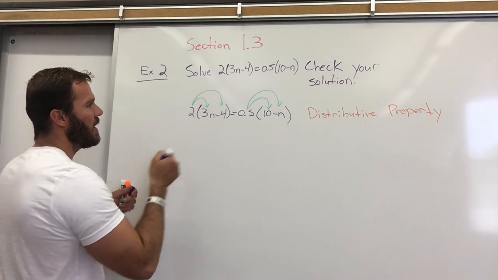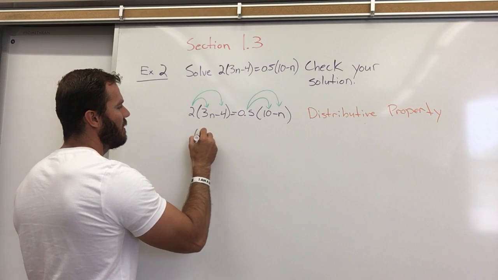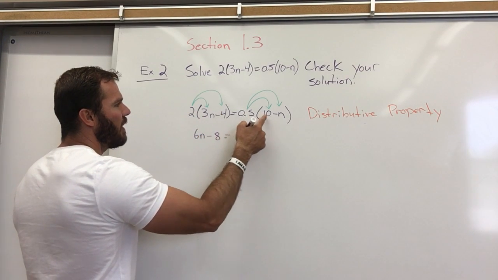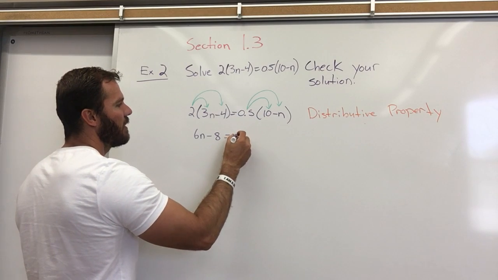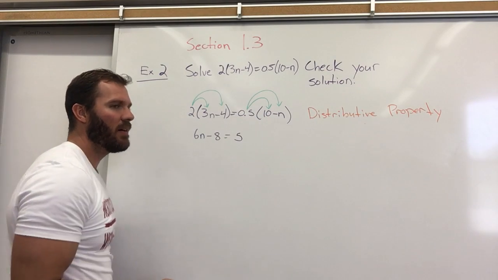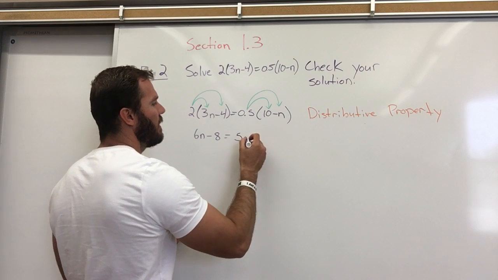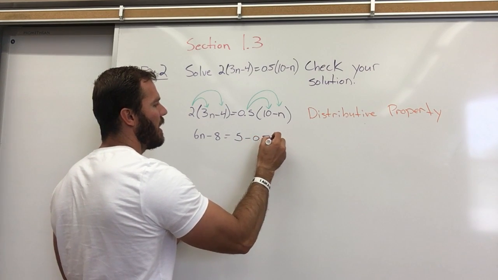2 times 3n is 6n. 2 times a negative 4 is negative 8. 0.5 times 10 is 5. How did I know that? Well, if 0.5 is half, what's half of 10? 5. 0.5 times negative n is negative 0.5n.